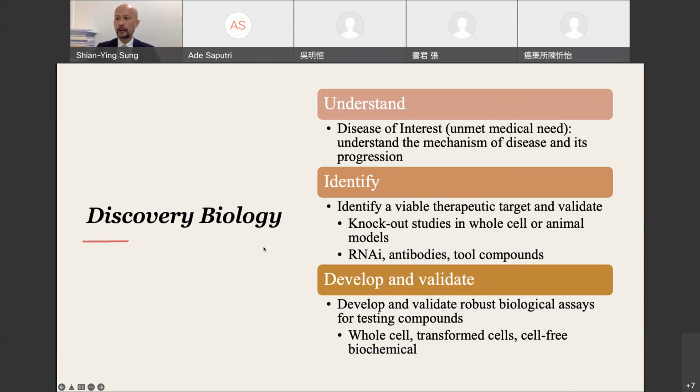So the understanding or discovery of biology includes understanding the disease of interest, the unmet medical need, understanding the mechanism of the disease and how we are going to target these mechanisms. Then we can identify therapeutic targets to do an animal study and therapeutic strategies. Finally, we will be able to develop and validate biological assays with whole cells, transformed cells, cell-free biochemical assays, and so on, with many different strategies we can use for discovery biology.